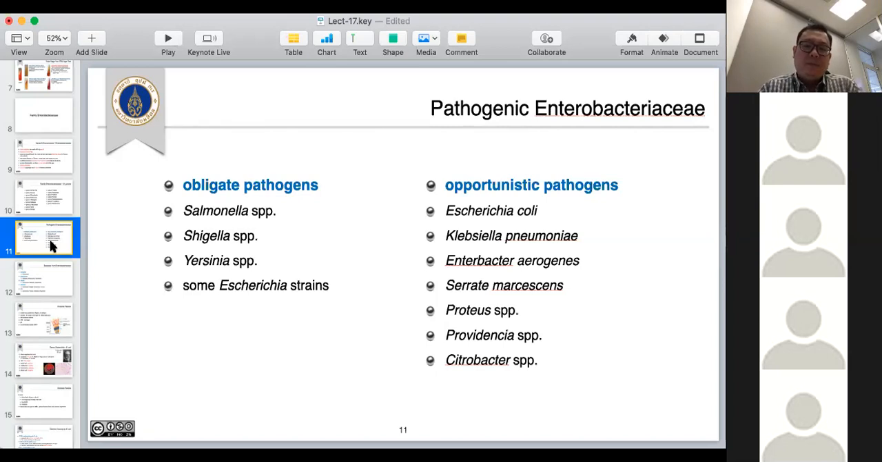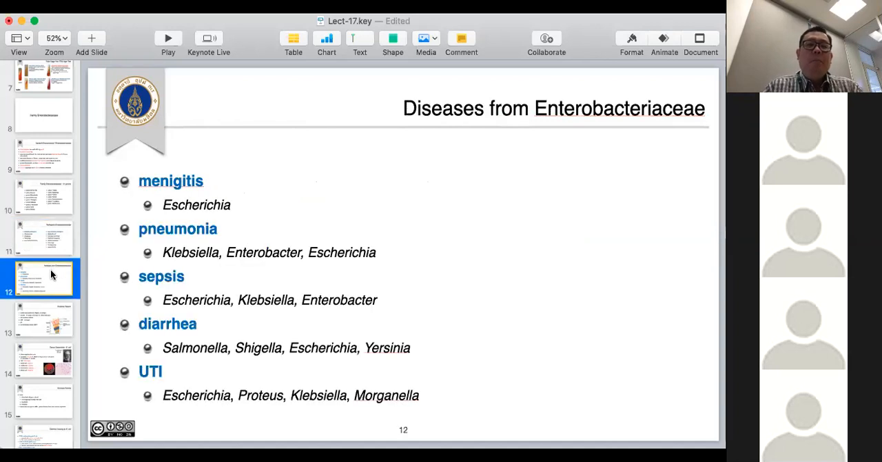Klebsiella, particularly pneumonia, can be opportunistic infection. Enterobacter, also Serratia marcescens, Proteus, probably Proteus vulgaris, okay, Providencia, Citrobacter, they are all opportunistic. Normally, they don't cause disease in a healthy person, okay.